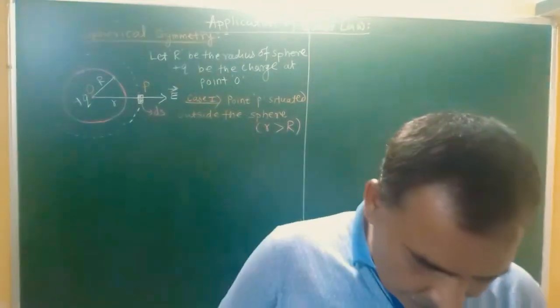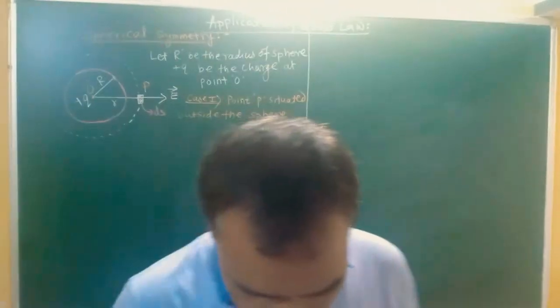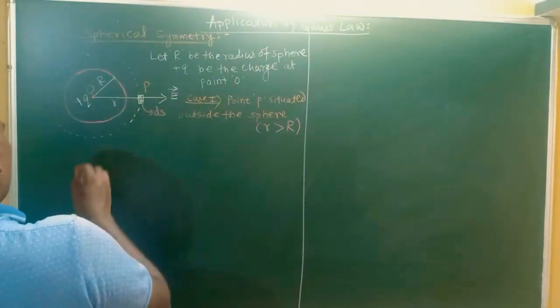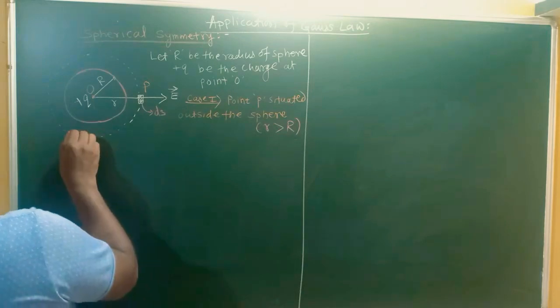For that, we consider P to be any point at a distance r from the center, on the Gaussian surface.